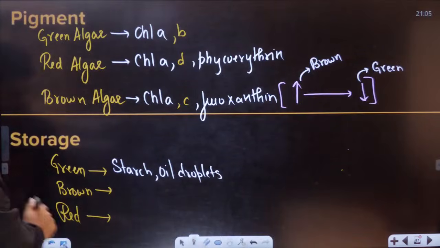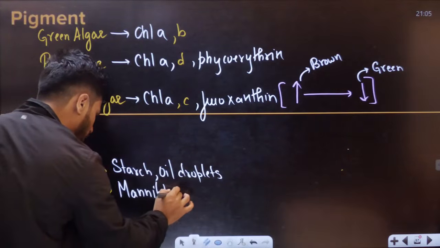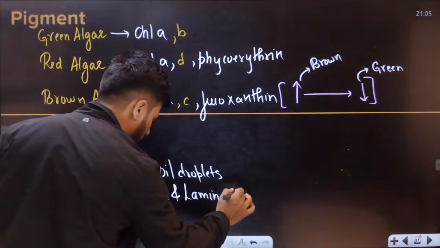Now they're going in the flow. Yeah, brown algae, students. In brown algae, we have mannitol and laminarin.